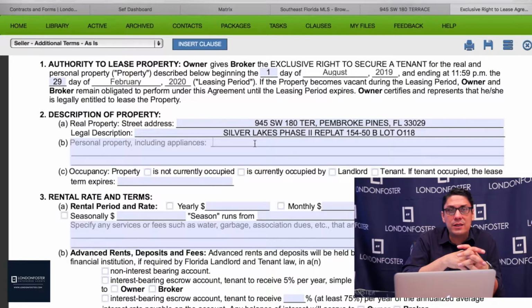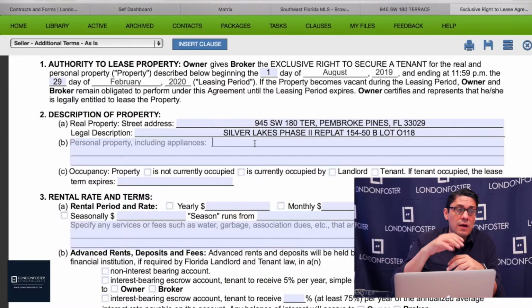So let's say, for instance, what's included in the personal property? Do you need to say that the pool is included? No, the pool is fixed to the property, so you would not need to add that. You would need to add anything that is not attached to the property, like a bookshelf that is not a built-in. For instance, all the appliances, be it refrigerator, oven, range, microwave, anything that is not attached.